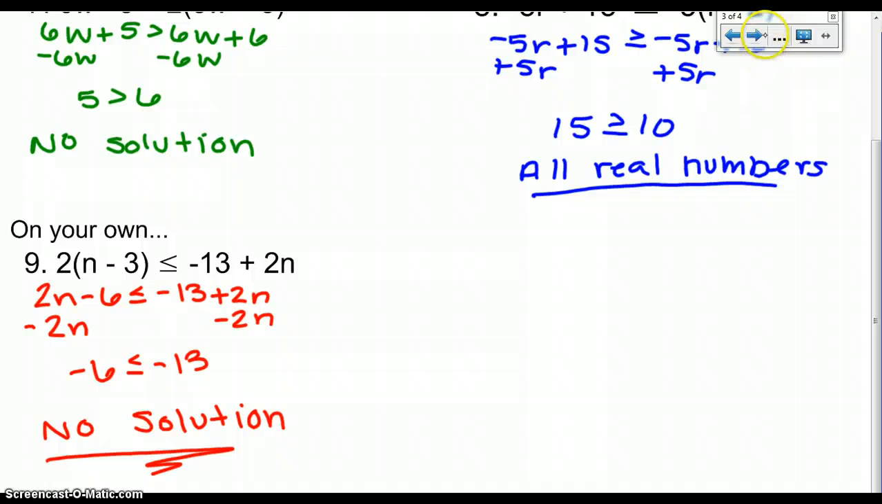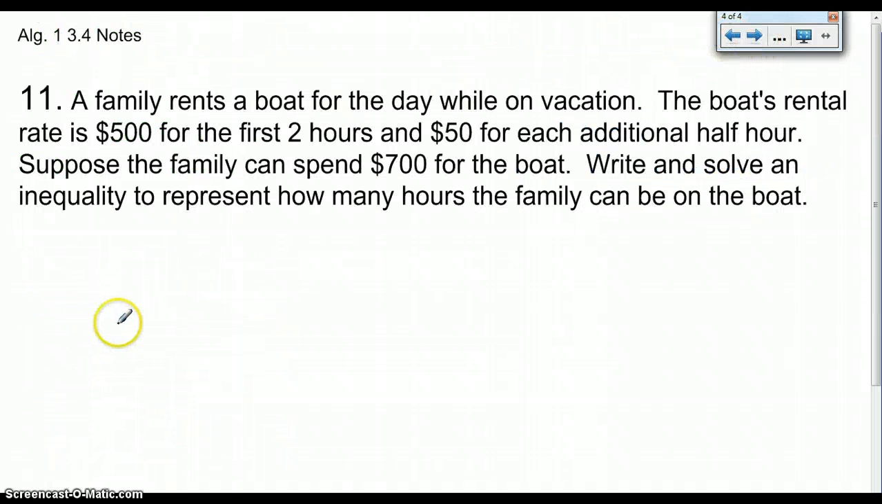We're going to move on to number 11, our last problem. It is a story problem. It's a little confusing, so just bear with me and then we'll get through it together.